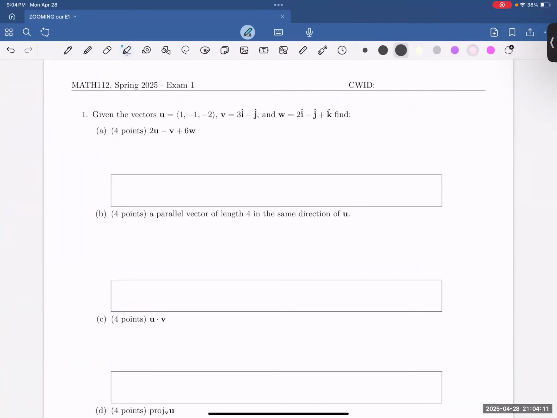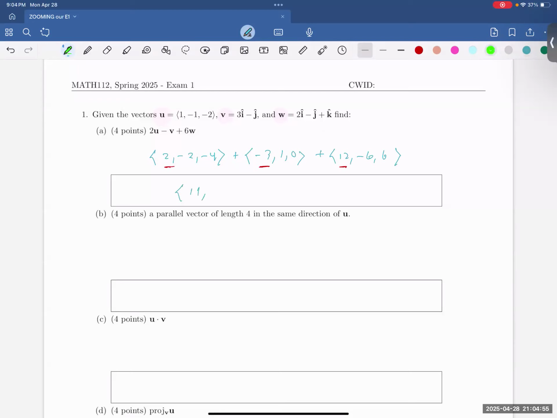So question one, we have vector u, vector v, and vector w. 2u will be 2, -2, -4, plus negative vector v, that'll be -3, 1, 0. And then 6w, so 12, -6, and 6. If we add these up, 2 and -3 and 12 should be 11, and it is.